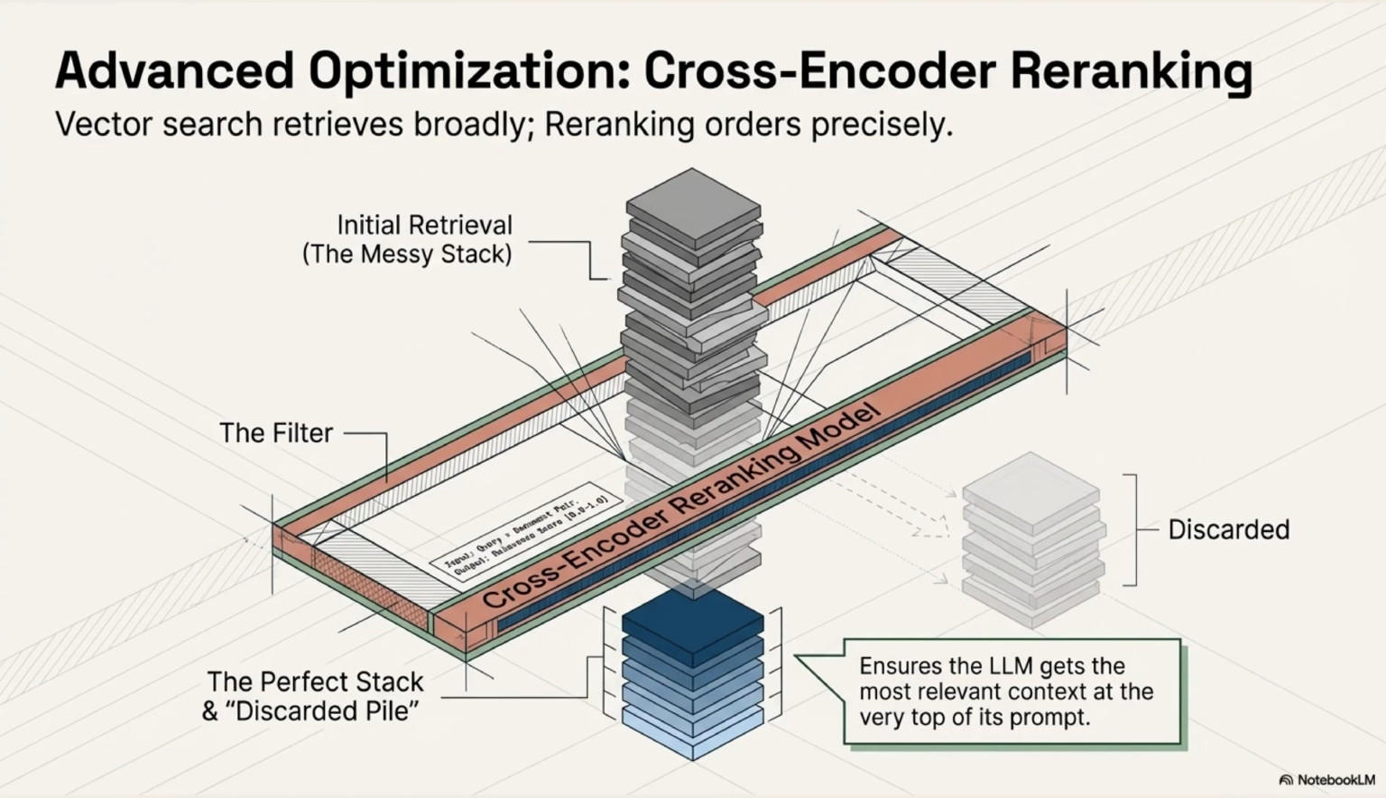The callout box on the bottom right says it clearly. Ensures the LLM gets the most relevant context at the very top of its prompt. In production systems, this single optimization step routinely improves answer quality by 20 to 30%. It is absolutely worth the added compute.